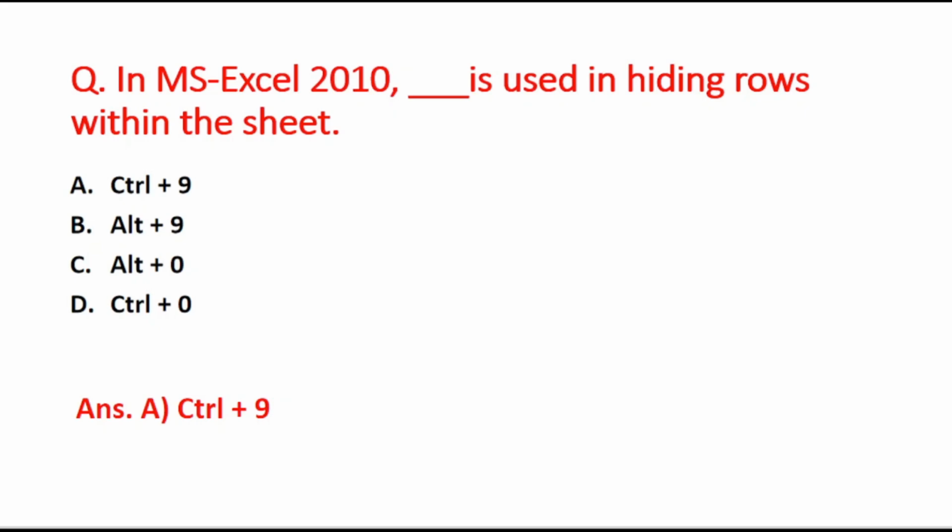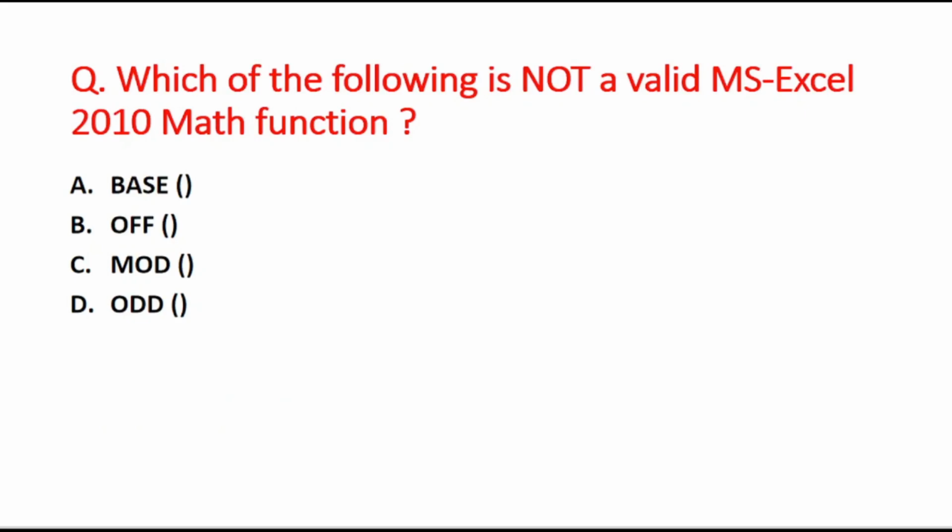Right? Next is, which of the following is not a valid MS Excel 2010 math function? A option is base, B option is off function, C option is mod function and D option is odd function. So the right answer is option B, that is off function.